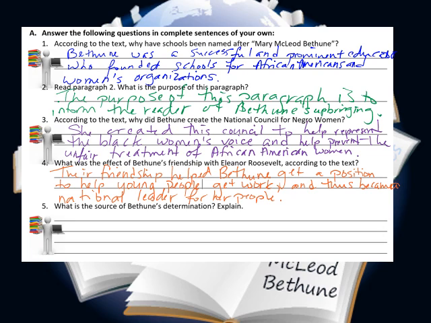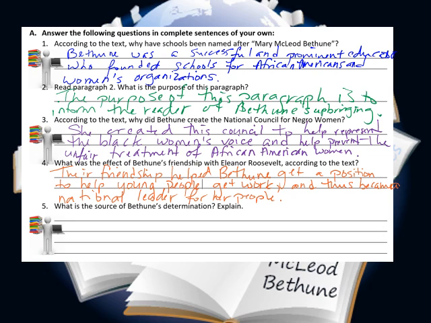Okay, go ahead, Liam. What is the source of Bethune's determination? Explain. She wasn't able to be a missionary. She got friends with Eleanor Roosevelt. She opened the college just to get African Americans rights. Okay, it's partially correct, but you're missing some aspects of the question. The source means where did she get her determination from, and explain it.